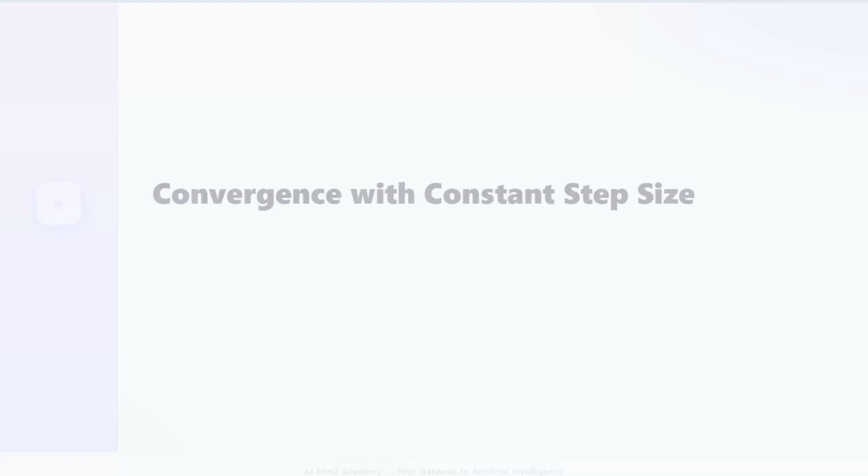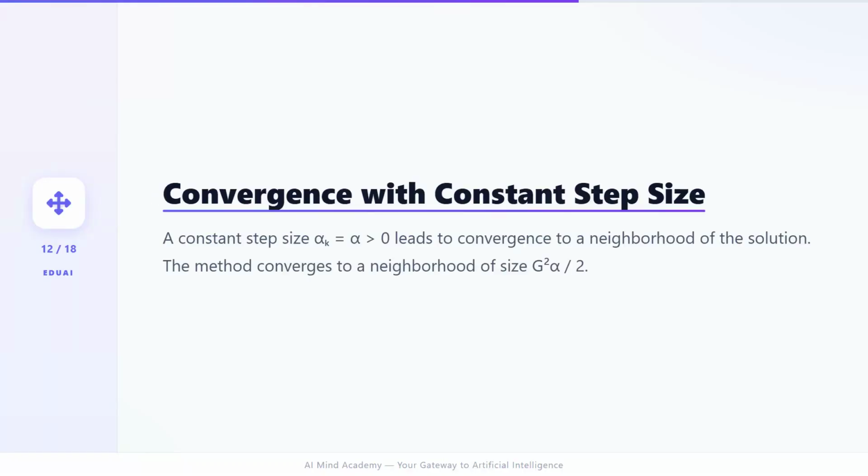When a constant step size alpha_k = alpha_0 is used, the subgradient method converges to a neighborhood of the optimal solution, rather than converging exactly to the minimum. The size of this neighborhood is proportional to G^2 alpha / 2, where G is a bound on the norm of the subgradients. Therefore, a smaller constant step size leads to a smaller neighborhood around the optimal solution.